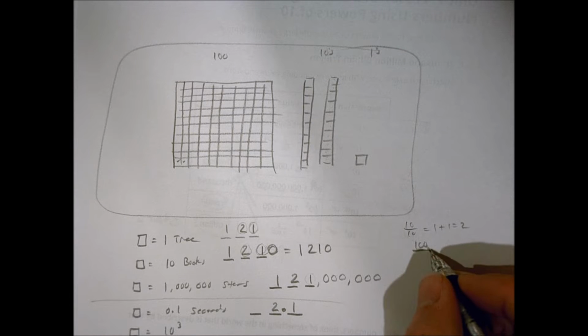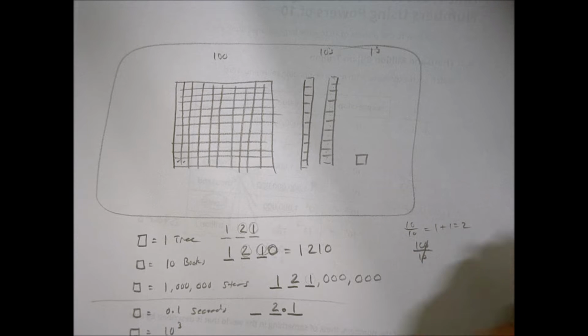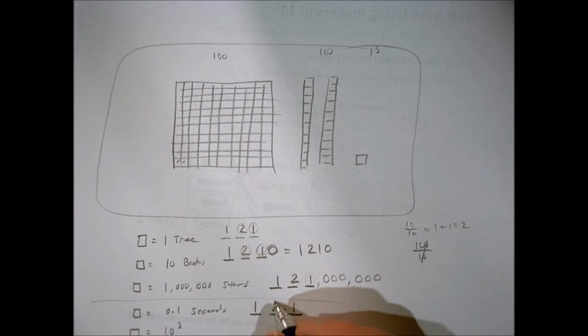So you can think about 100 divided by 10. And what are you left with? You're left with 10, so 1 and 0. And so that's what you get, 12.1. Okay, let's try one more before I wrap this up.